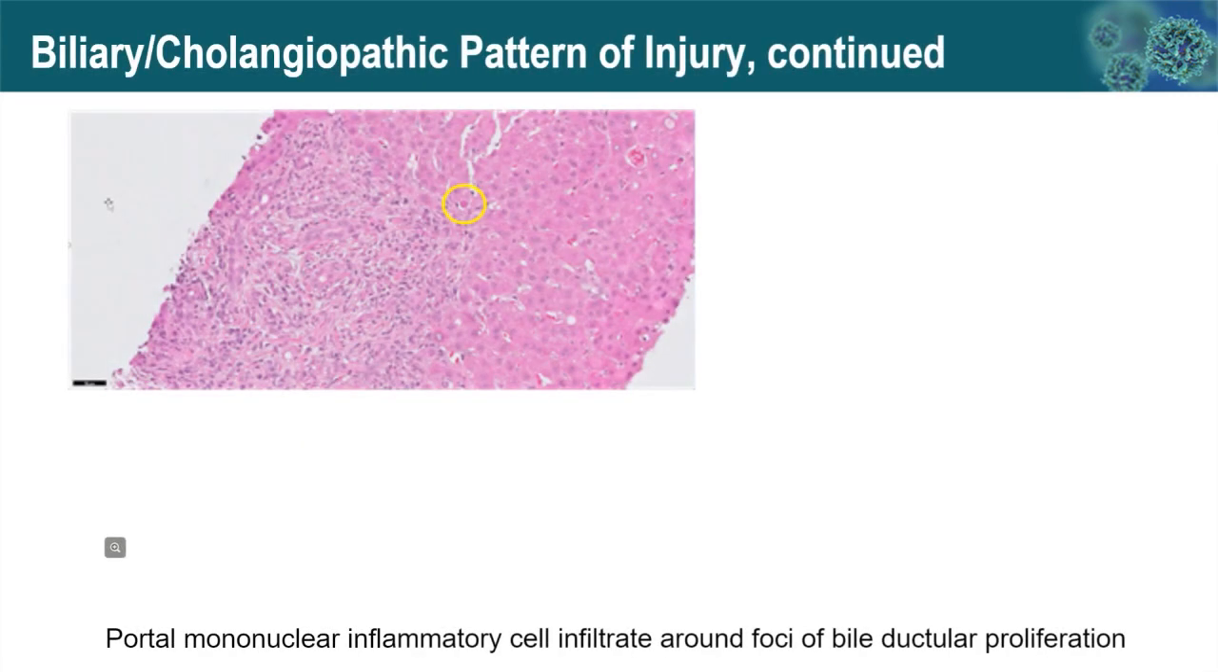Note that plasma cells are not a very common inflammatory cell in immune checkpoint mediated injury, though they can be observed. Here is an example of a biliary or cholangiopathic pattern of injury with once again a dense portal mononuclear inflammatory infiltrate with associated bile ductular reaction or bile ductular proliferation. The yellow circle highlights the apoptotic hepatocytes that are present in the vicinity of this portal inflammation.